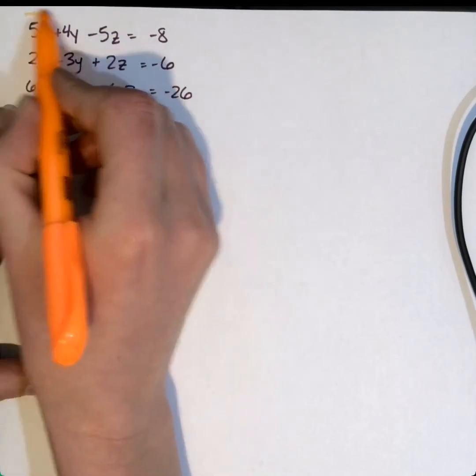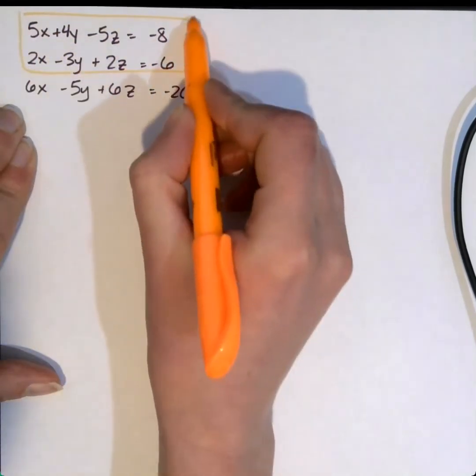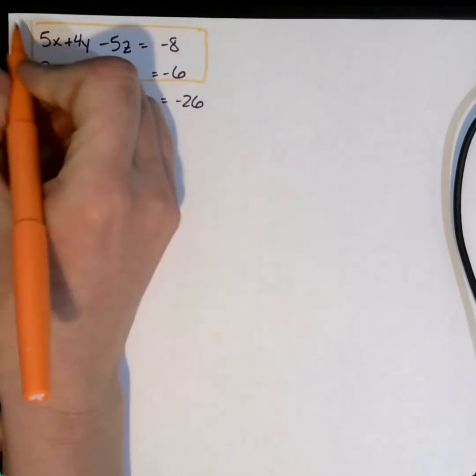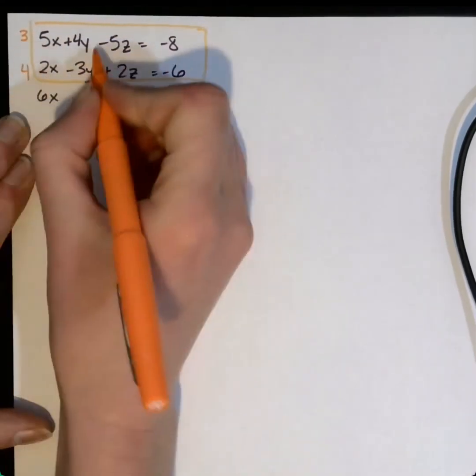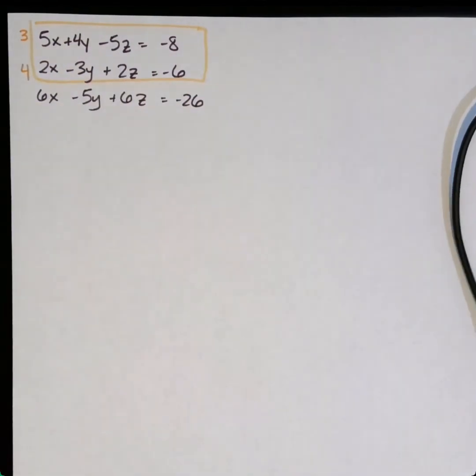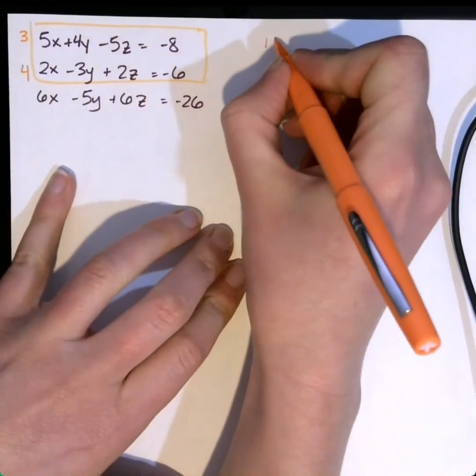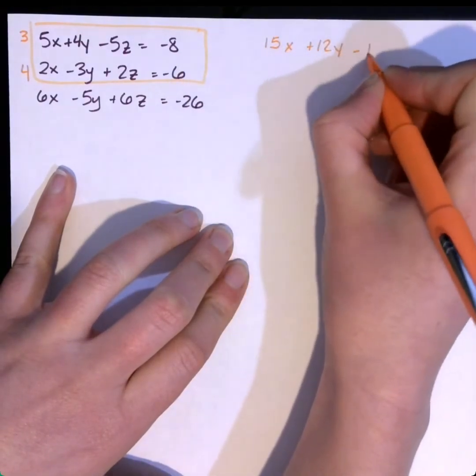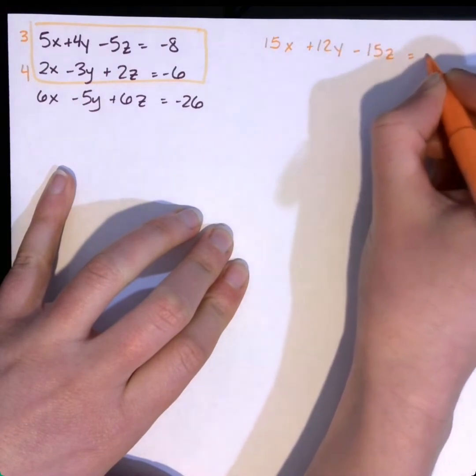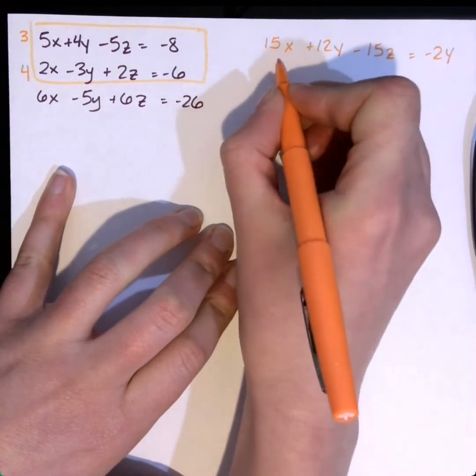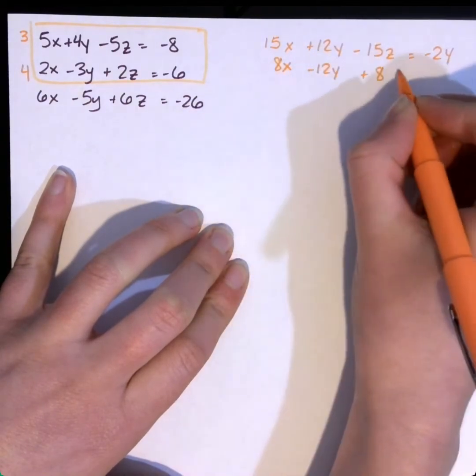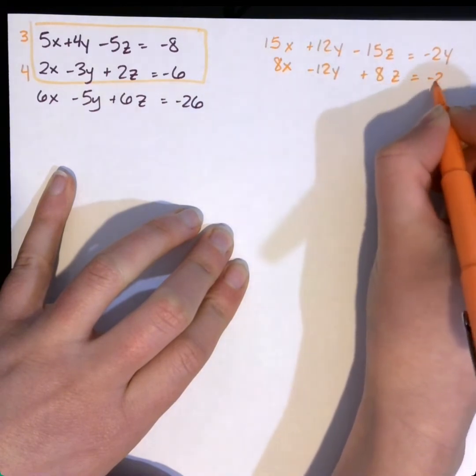So let's say I take the first two, and I'm going to have to multiply the top equation. I'm making a 12 for those y's, right? So I'm going to have to multiply the top equation by 3, the bottom equation by 4, and that's going to make a negative 12. So I will have 15x plus 12y minus 15z equals negative 24. And then 8x minus 12y plus 8z equals negative 24.